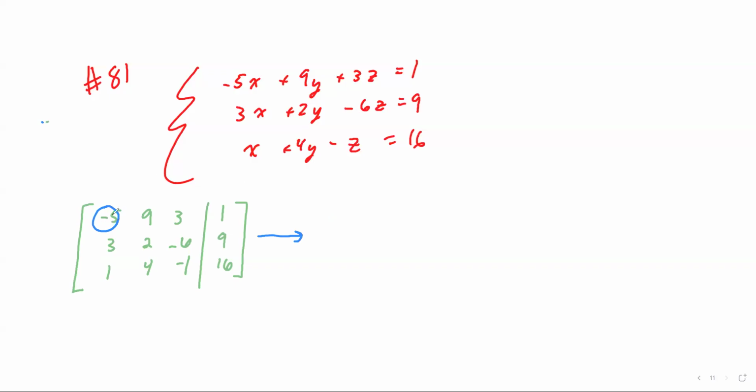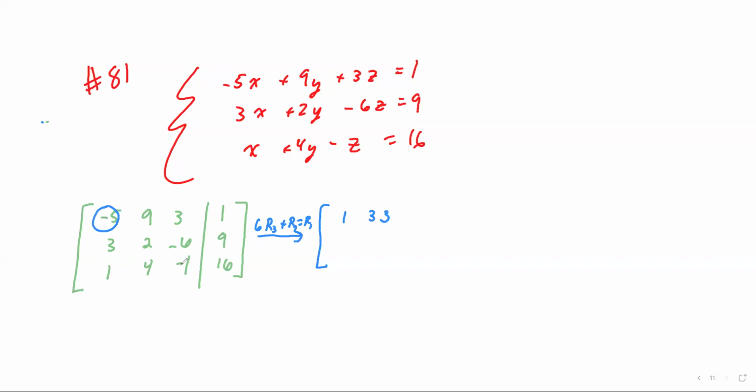So the goal is to make this a 1. So what I'm going to do is multiply this guy by a number so that when I add it to this guy, it gives me a 1. So I'm going to do 6 times row 3 plus row 1. And when I do that, 6 times 1 is 6 plus -5 gives me 1. So here's a number sense process. This is going to be a new row 1. So that's going to give me 6 times 1, which is 6, plus -5 gives me 1. 6 times 4 is 24. 24 plus 9 is 33.